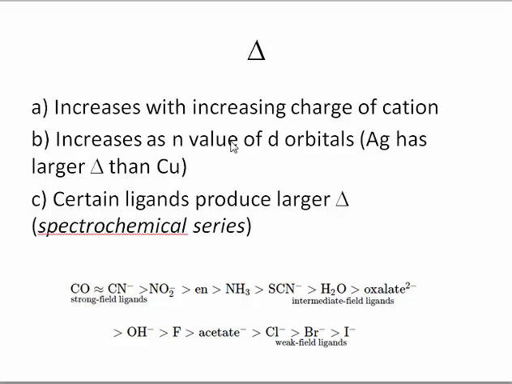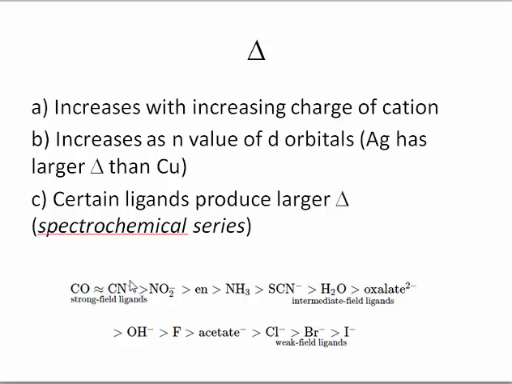Delta increases as the n-value of d orbitals increases, so complexes of silver have larger deltas than copper. Certain ligands are known to produce a larger delta, all other things being the same. This is called the spectrochemical series. The spectrochemical series is shown here below.